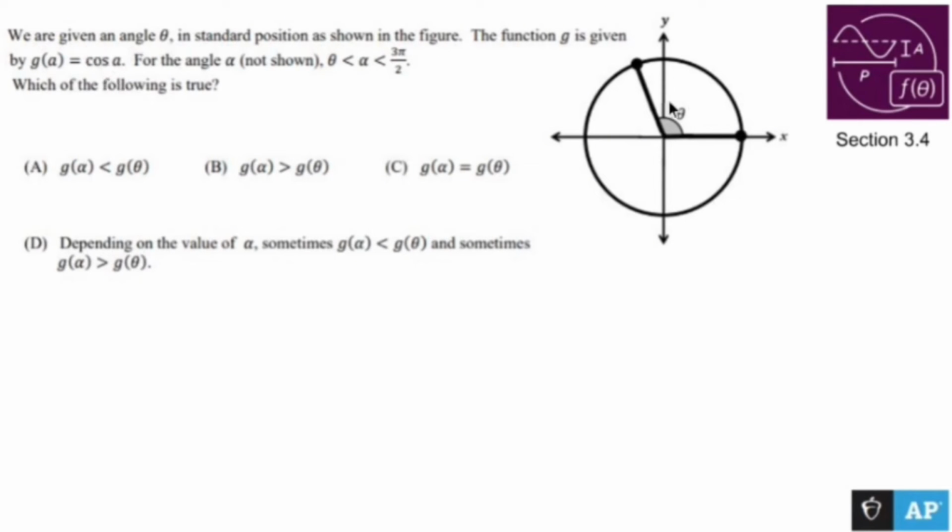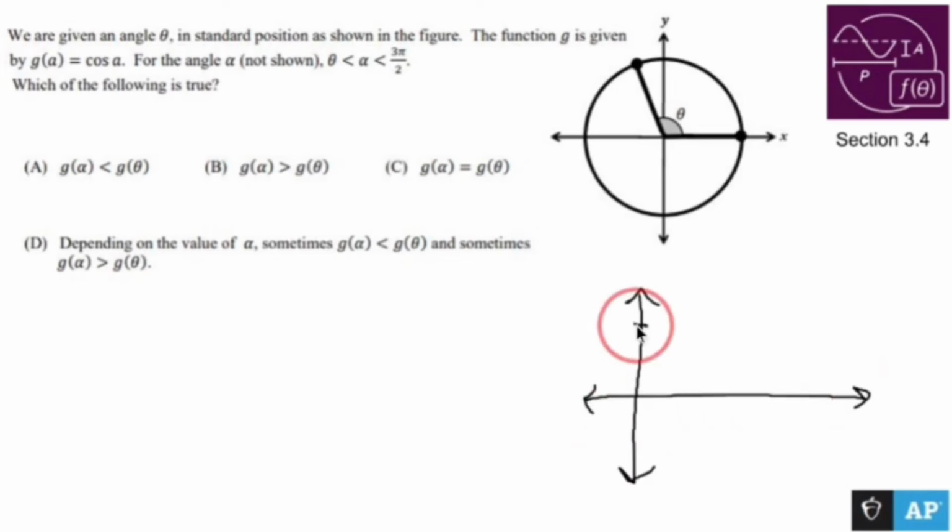So we are given this angle theta in standard position shown in the figure. The function g is given by just regular cosine A. For the angle A, which is not shown, A is going to be in between this theta and 3 pi over 2. Okay. So let's graph what cosine kind of looks like. By the way, we only care about up until 3 pi over 2, but let's just graph the first period of cosine, which looks like this.